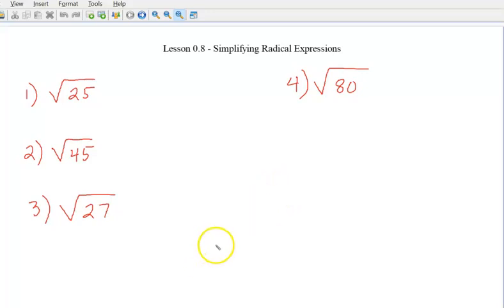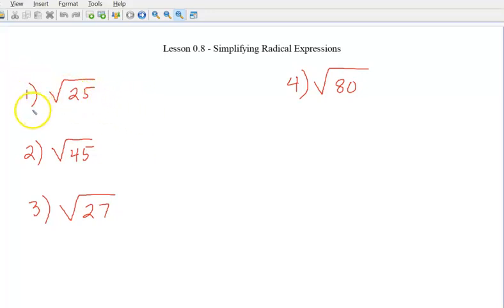All right, we're ready for lesson 0.8, and today we're going to break this up into two different parts. But part one, we're going to be looking at simplifying radical expressions, and I'm going to show you two methods, and you pick the one that you like the best.